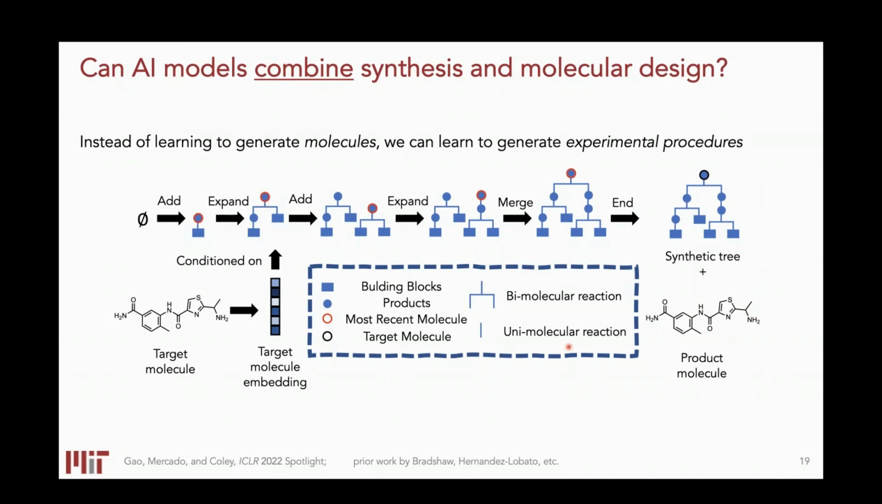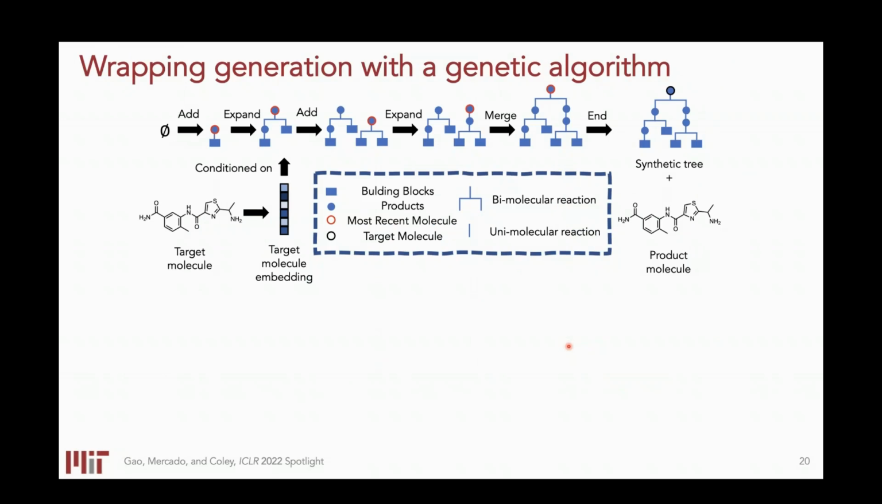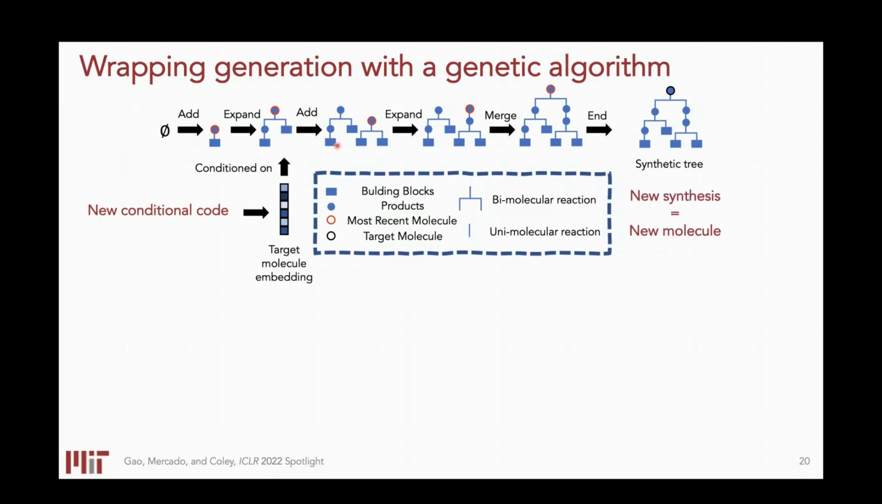And so if we abstract away all of the insides of this, we can then think about wrapping this whole setup with a genetic algorithm. And so we can say, well, instead of making this particular molecule, what if I adjust that conditional code and change what it is I'm trying to make? Well, if I change this conditional code on which the whole generation process is based, we end up getting a different synthetic tree, which means we get a different molecule and then different properties of that molecule.